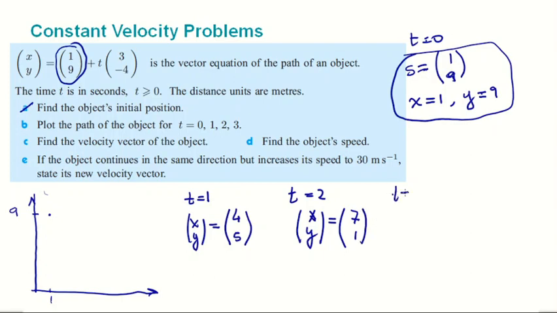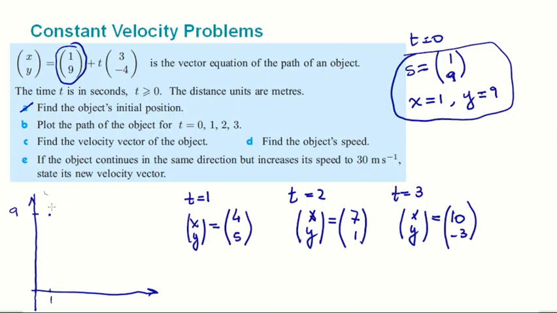And the last one, t equals 3 seconds. Okay, so t equals 3 seconds, we would have the position vector x, y to be 1 plus 9, which is 10, and 9 minus 12. So let's take away 3, so we're going to negative 3. Remember that this should be up to scale, but this might not be.